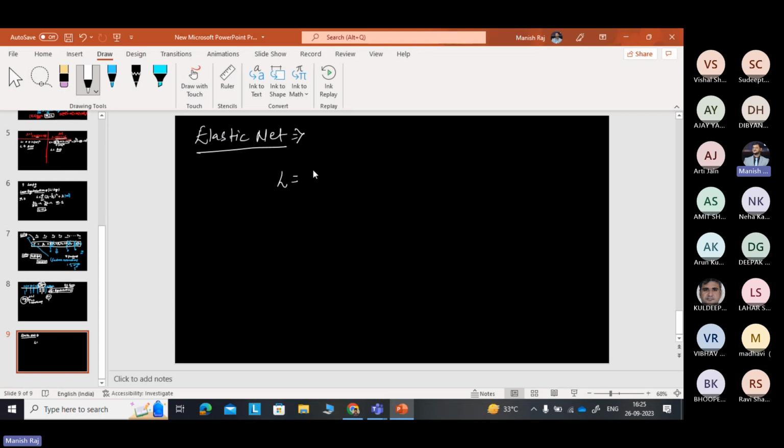You can write here the summation of i equal to 1 to n of (yi minus yi cap) square. And this will be lambda 1, or I can write one more symbol, a, times m square. Till now it is ridge. And in the lambda we can use b, some hyperparameter, for the second term, that will be the lasso. So this will be the loss function for the elastic net.